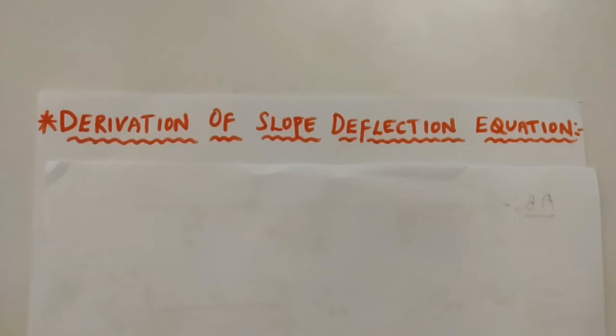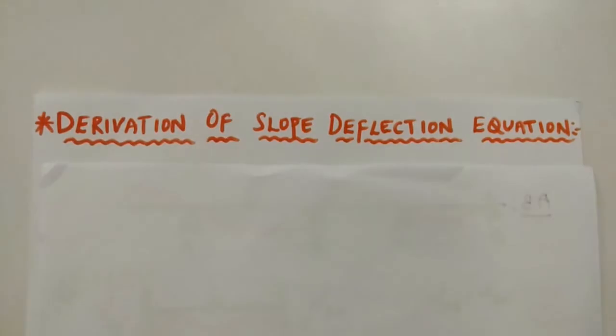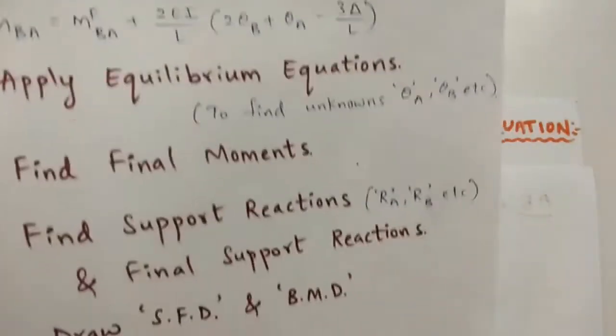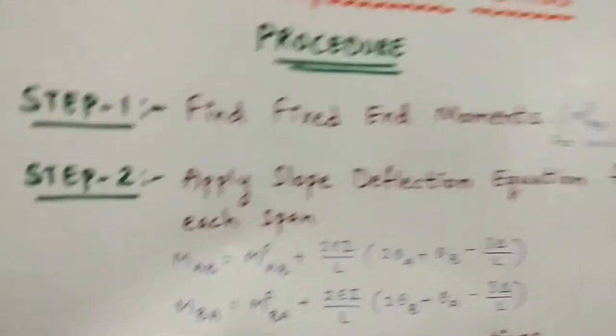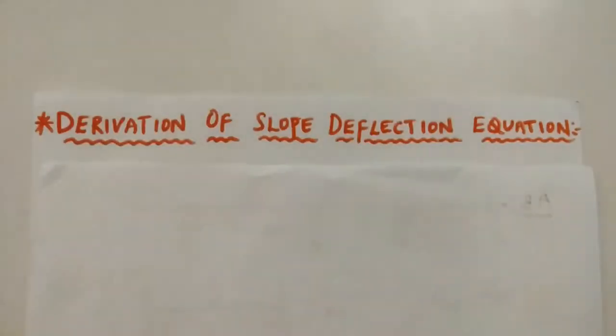In this video lecture, I will explain you the derivation of slope deflection equation or slope deflection equation formula. In the previous videos, I have explained you the procedure for slope deflection method, how to solve by slope deflection method procedure. Slope deflection procedure is a displacement method used for analysis of indeterminate beams, continuous beams and frames.